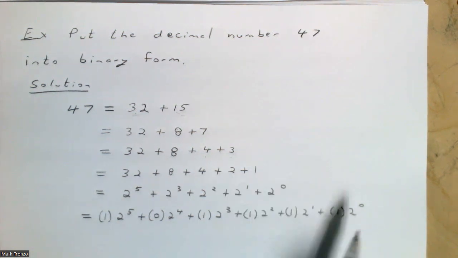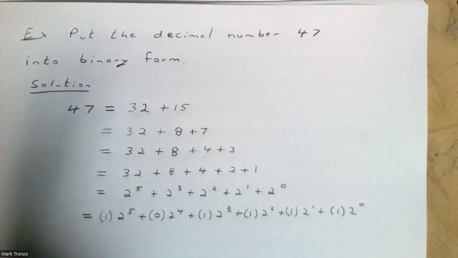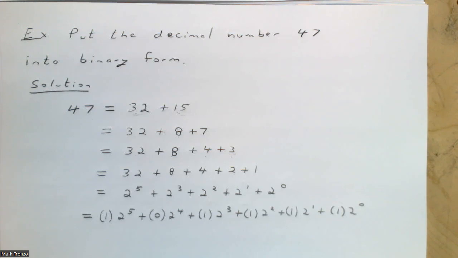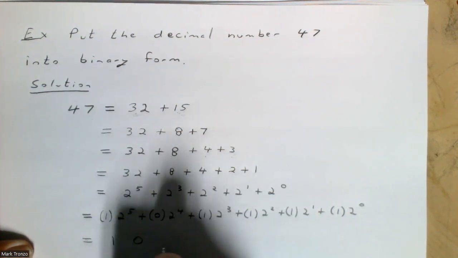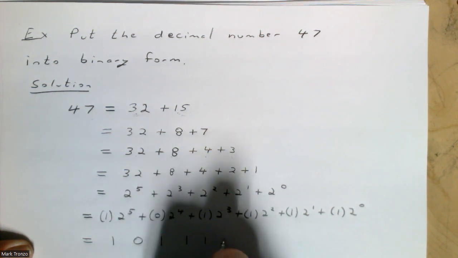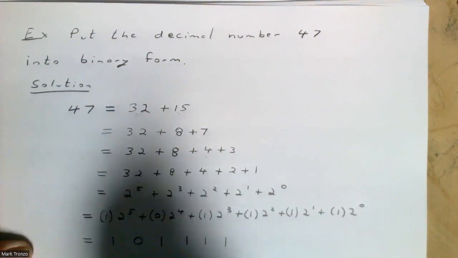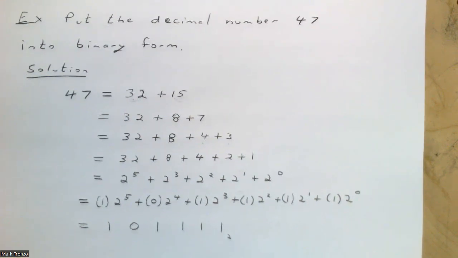So once we've included all the powers and the proper coefficients, again, for the binary system, the coefficients are just going to be 0 and 1. And so now we can write this as 1, 0, 1, 1, 1, 1. And usually you put a little 2 here to show that these are base 2.